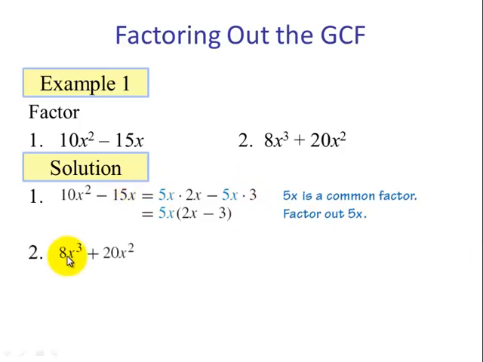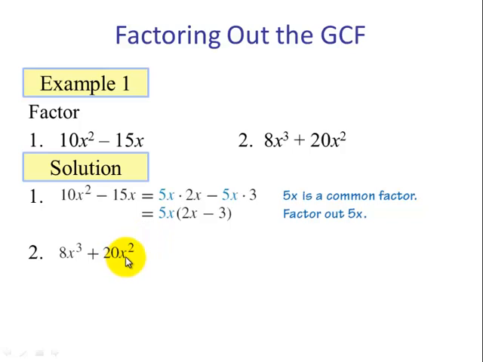Number 2, again, we want to look at the factors in this term and see if there are any common factors. So the factors of 8 are 1, 2, 4, and 8. Any factors of 20 share those? Well, 8 is not a factor of 20, but 4 is. So 4 will go into 20, and 4 will divide into 8. If we look at the variables, we have x cubed, which is x times x times x, and we have an x squared, which is x times x.